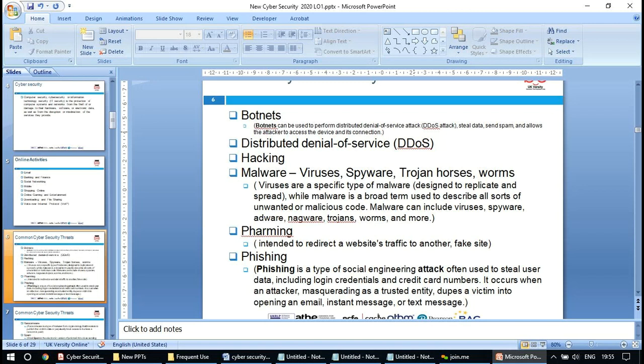Then pharming. If you have studied it or not, simply, pharming is intended to redirect a website's traffic to another in a fake way. Sometimes people say, here is your link. They send us a short link, or send a message saying you have been given a lucky draw and click on this link or something like that, so that's called pharming.